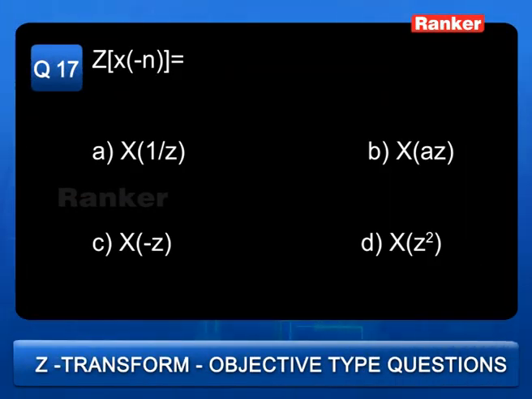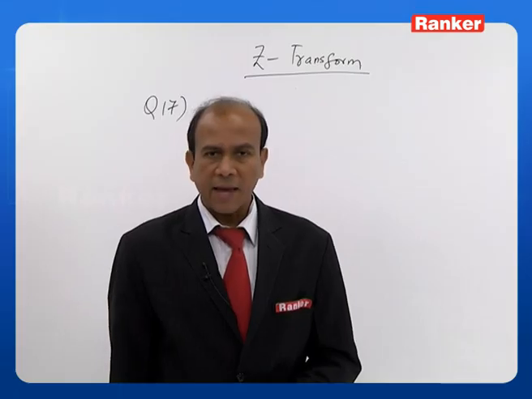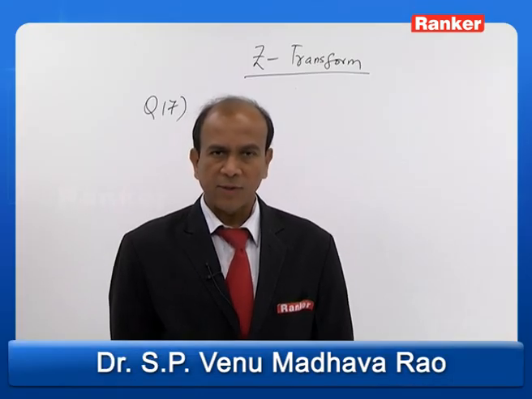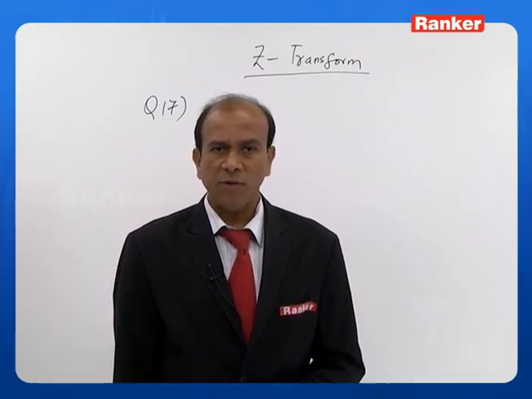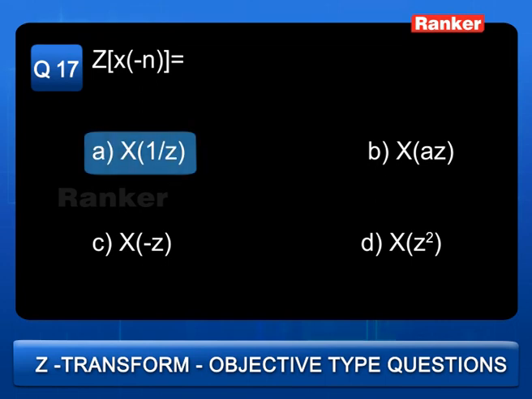Let us see question number 17. Z transform of x of minus n is equal to: x of 1 by z, x of az, x of minus z, and x of z square. The answer is x of 1 by z. So, the z transform of x of minus n is equal to x of 1 by z. So, the answer is A.